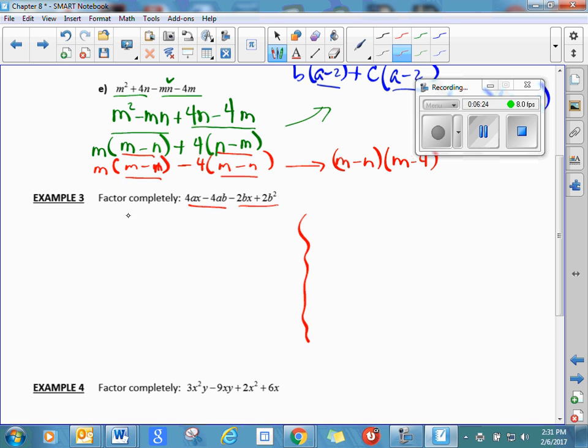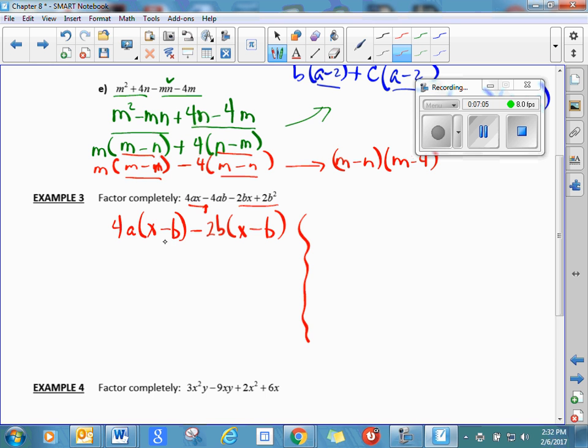That all looks good. So what can you take out of the first one? I can factor out a 4a. That leaves me x minus b. And the second term, again, that's a negative sign, so I'm going to have to be careful of my signs when I factor. I can factor out a 2b, and that becomes x minus b left on the inside, because again, this negative sign right here has to multiply times the negative to get this positive.